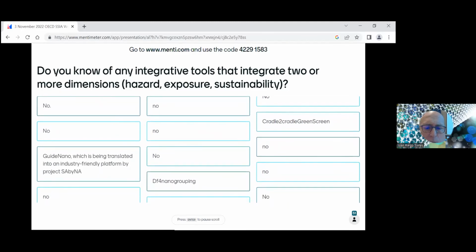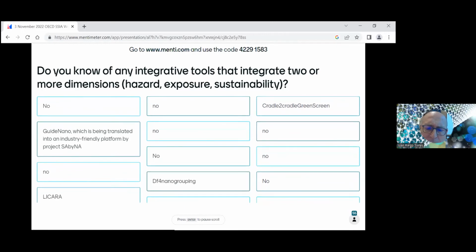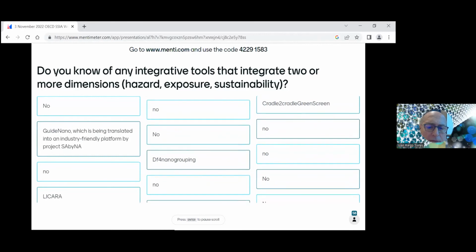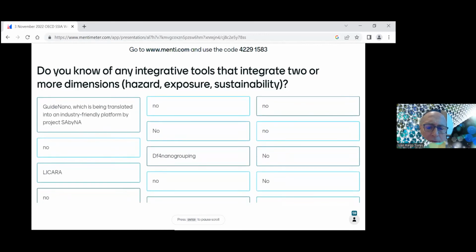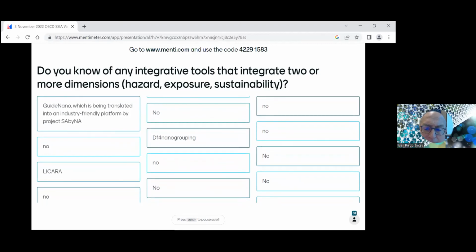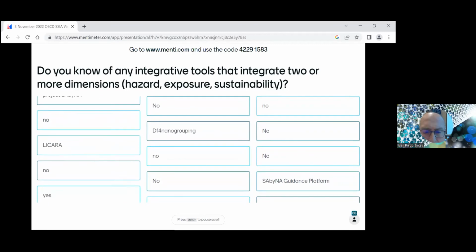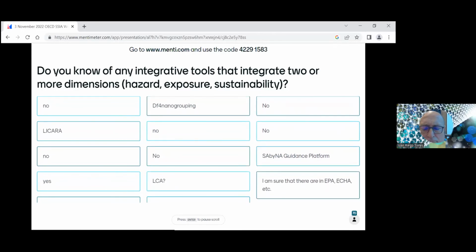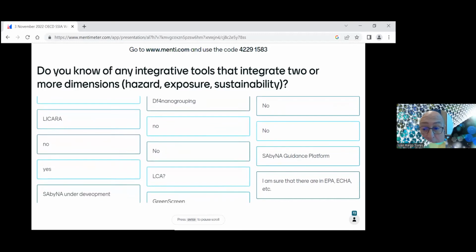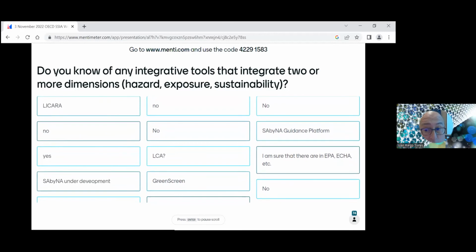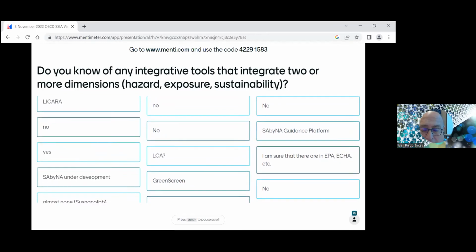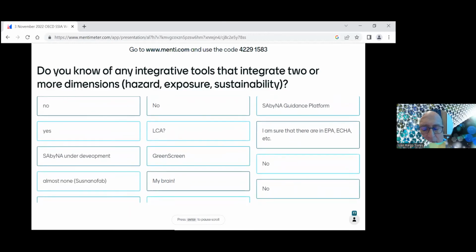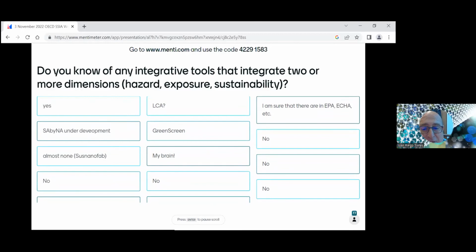And now we have Cradle to Cradle, GreenScreen, D4 nano grouping. In Sabina, GuideNano is being translated into a platform for industry. ICARA, this was mentioned in the previous presentation. Well, ECHA does not have exactly an integrative tool for the moment. I do not know. EPA, GreenScreen, your brain, excellent. You must have a very big brain, because this is a real challenge, integrating all these aspects into one tool.